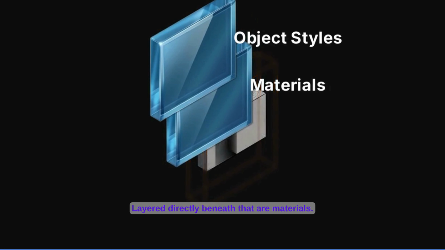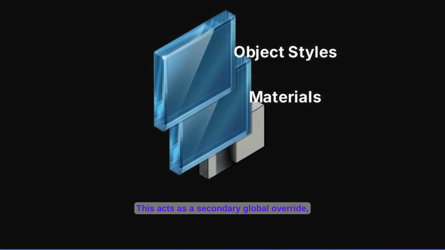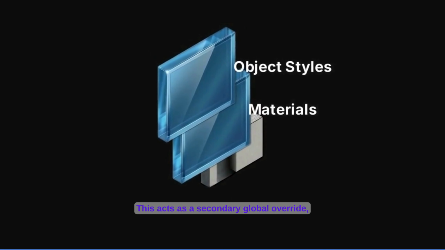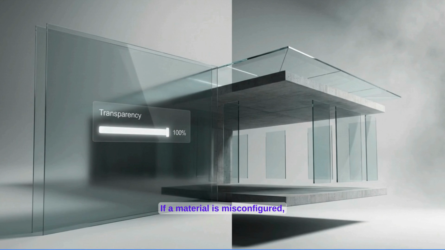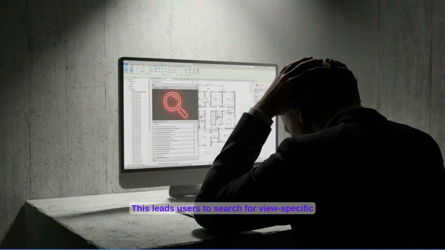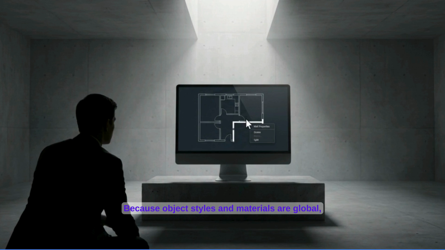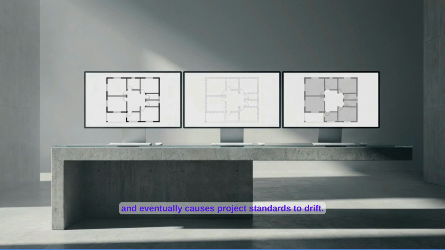Layered directly beneath that are materials. This acts as a secondary global override, defining the surface textures and render graphics applied to the geometry. If a material is misconfigured, for example, if it is assigned 100% transparency, the element becomes globally invisible. This leads users to search for view-specific errors when the problem is actually baked into the material properties. Because object styles and materials are global, trying to fix an error at this level using local view overrides only hides the root problem and eventually causes project standards to drift.